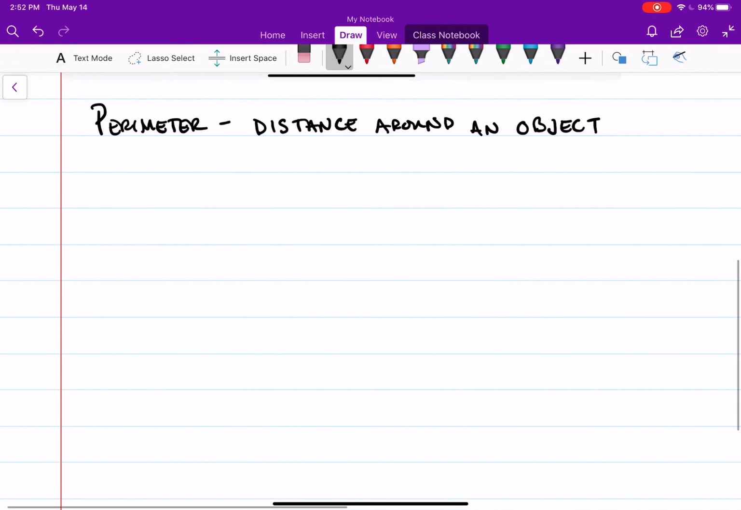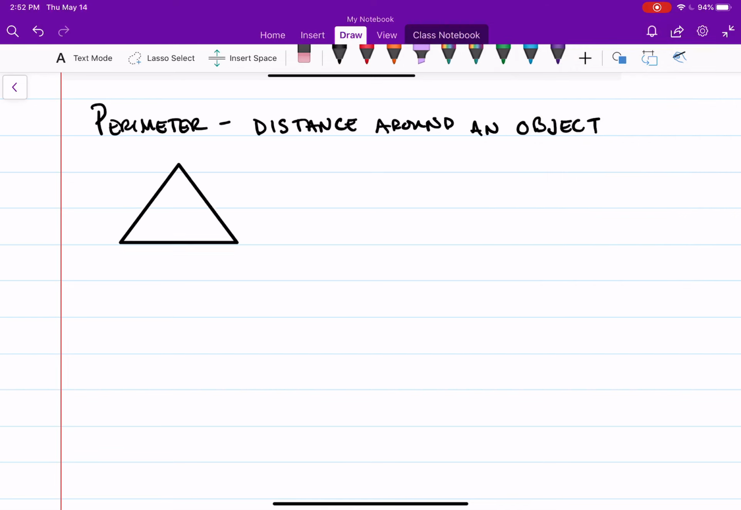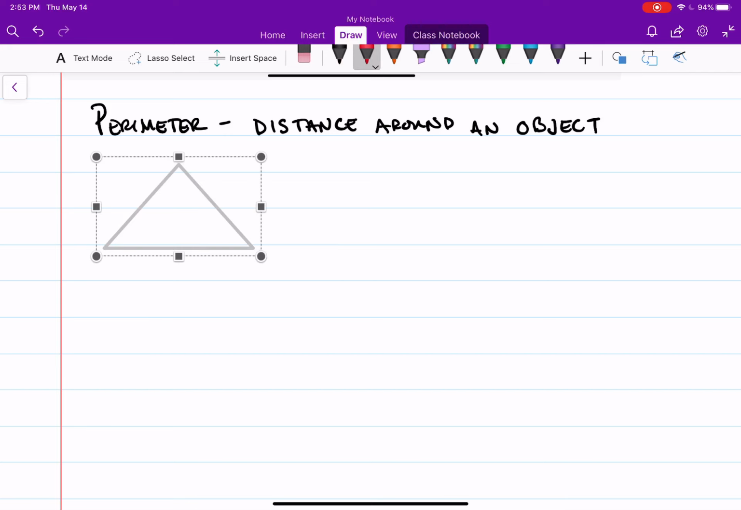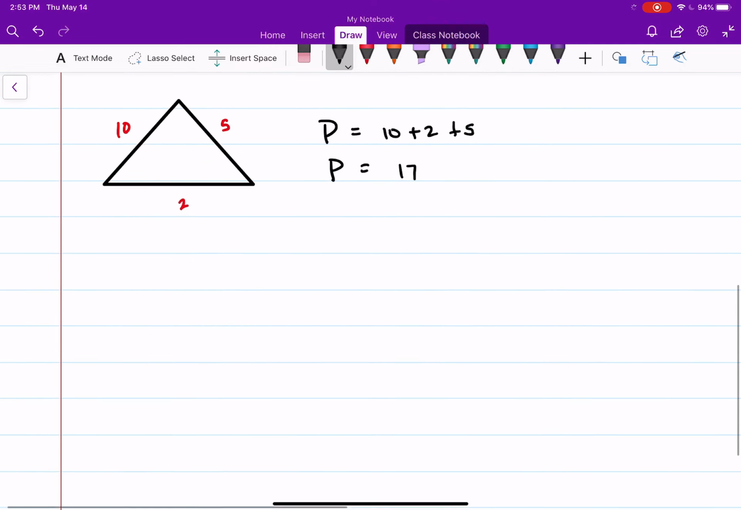So for example, if I had a triangle, let's do a triangle. Okay, so if I said that the sides are 10, 5, and 2, then the perimeter, P, is equal to 10 plus 2 plus 5. So the perimeter would equal 17. Okay? So it's just the distance around the object. All right, what else do I need you to know?